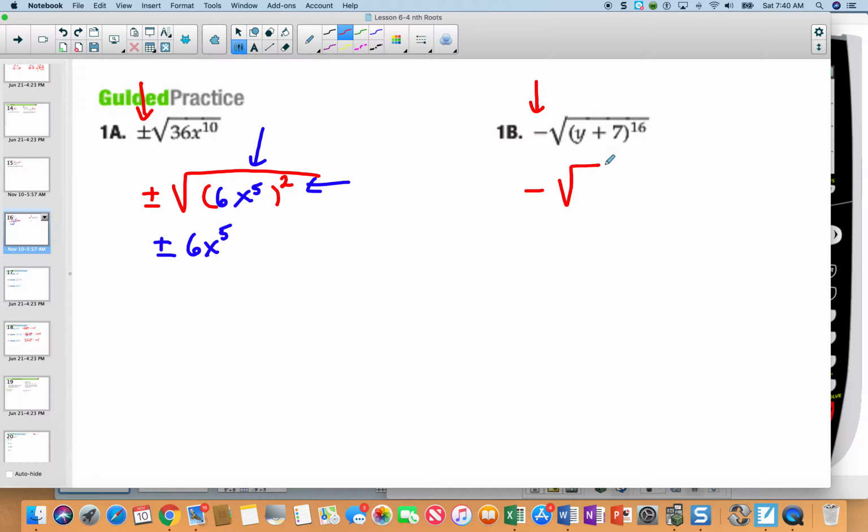I have this square root, and I am going to somehow write this expression to the second power, because this is a square root and this is a second. I want them to undo each other. So this will be y plus 7 to the 8th power. 8th power to the second power will make 16, and that's what's going inside the parentheses. So I'll have a minus, the square root and the power are going to undo each other, and I'm left with what's inside, which is y plus 7 to the 8th power.